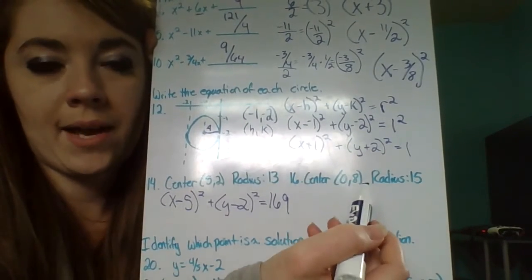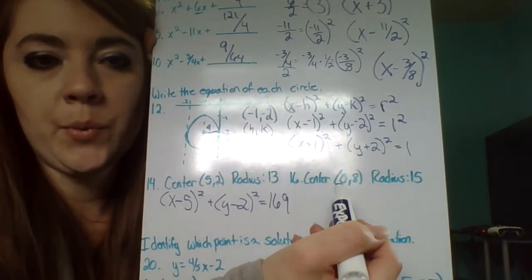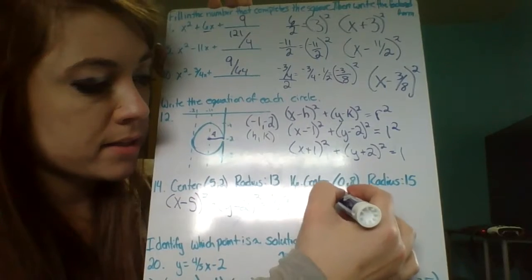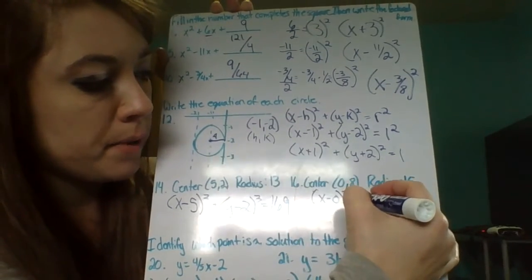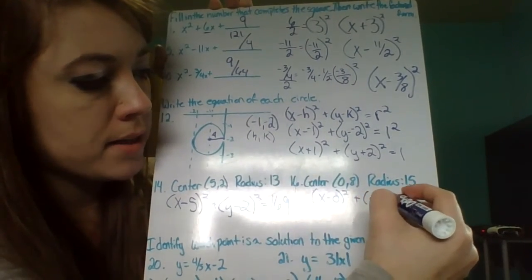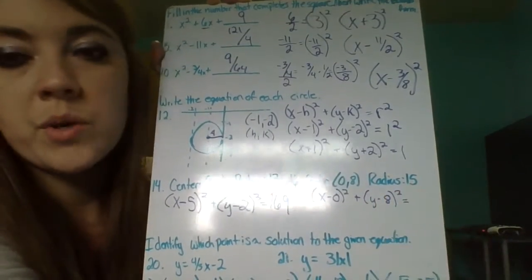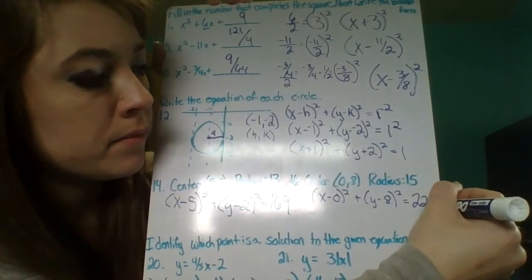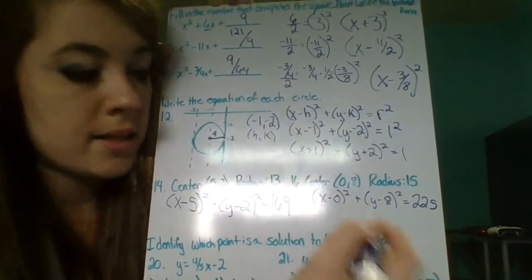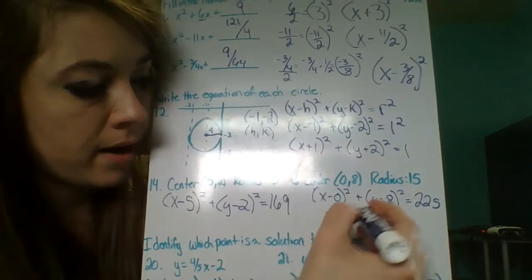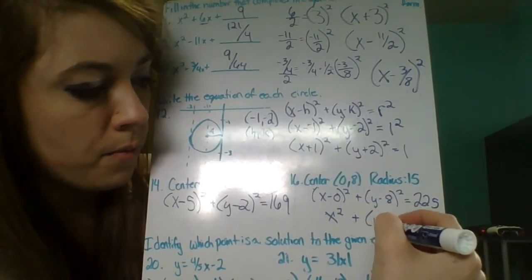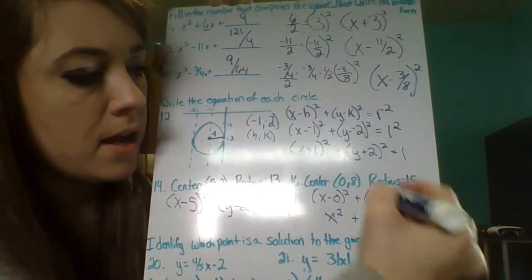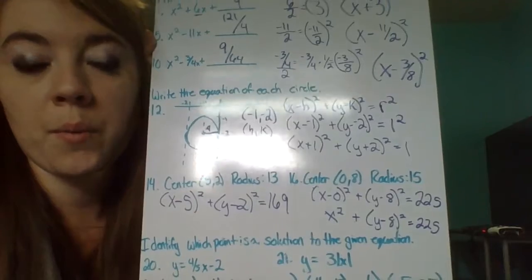All right, 16. Center is 0, 8. Because we have 0 for a coordinate, you can write it out, and I'm fine with you writing x minus 0 squared plus y minus 8 squared equals, what's 15 squared? 225. Now, you can write it just like this, or you could write it as x squared plus y minus 8 squared equals 225. Either of those two is perfectly acceptable when we're writing a circle.